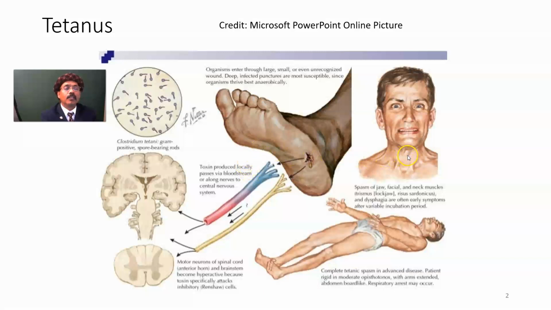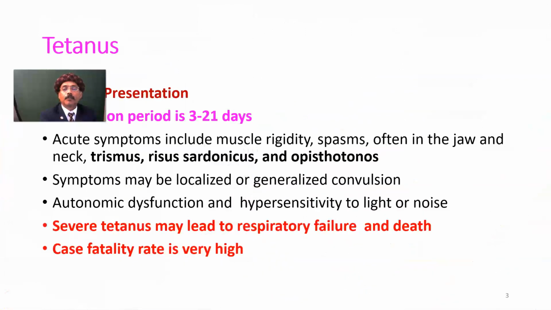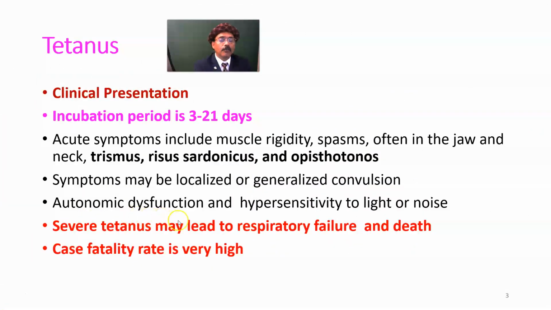Eventually there may be dysphagia, dyspnea, the person may be cyanosed on each convulsion, and there may be respiratory failure and death, and the case fatality rate is very high even in the most modern hospital. Clinical presentation: the incubation period is 3 to 21 days, a little bit variable. Acute symptoms include muscle rigidity, spasm often in the jaw and neck, trismus, Risus Sardonicus, and Opisthotonos.